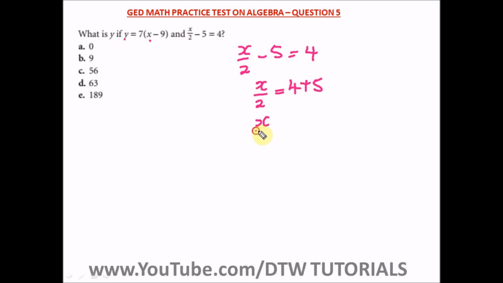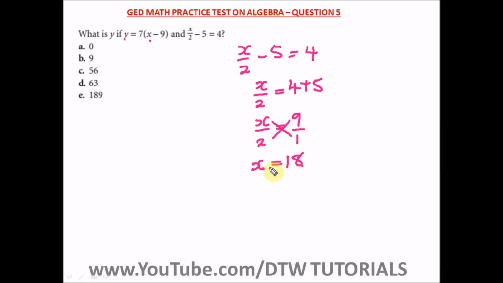Alright, and what is 4 plus 5? That will give us 9, is that not it? 4 plus 5 will give us 9. The next thing we have to do is cross multiply so we can get x. And here, this is 9 divided by 1. So when we cross multiply, 1 times x will give us x, and 2 times 9 will give us 18. Alright, so we have gotten our value for x as 18.